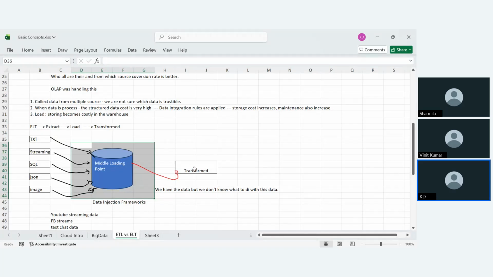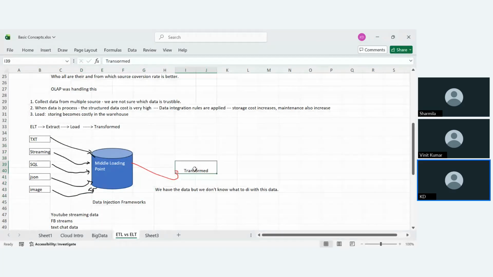Now, whenever I want to make sandwiches, I'll go here. I'll take bread. I'll take cheese. I'll take vegetables. I'll cut and transform and make the sandwich over here.